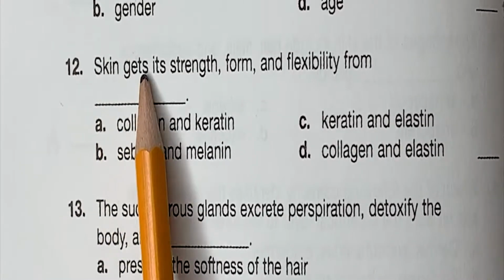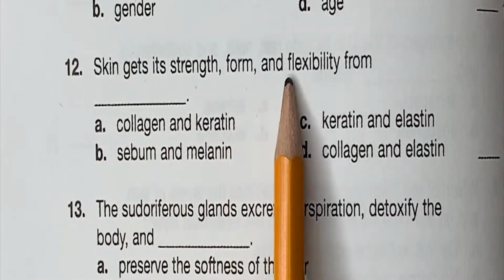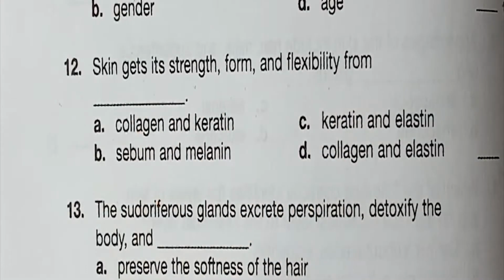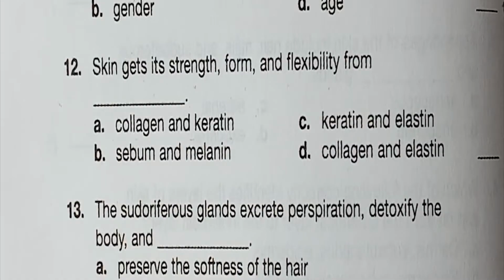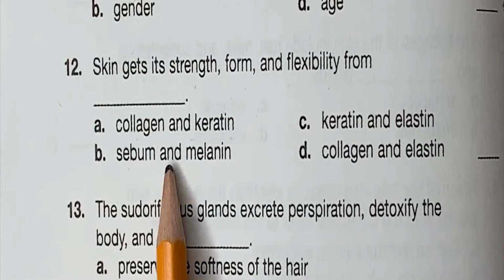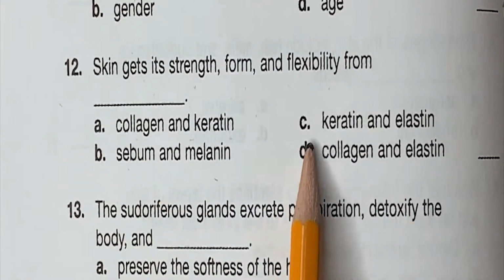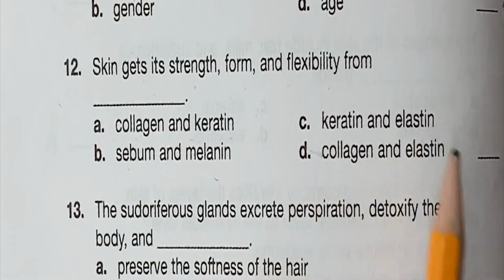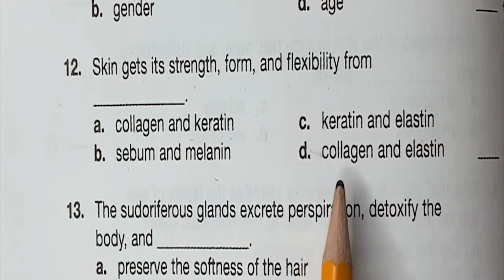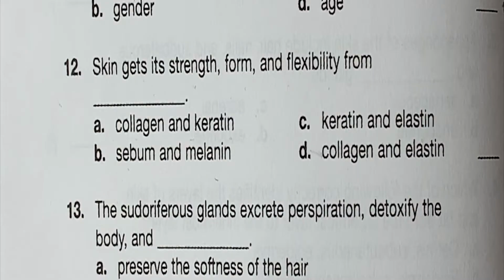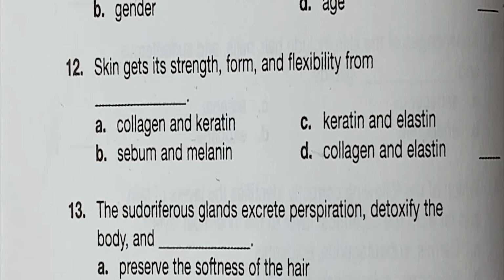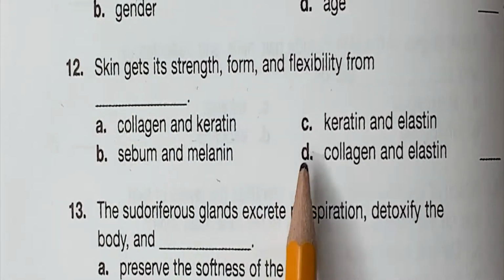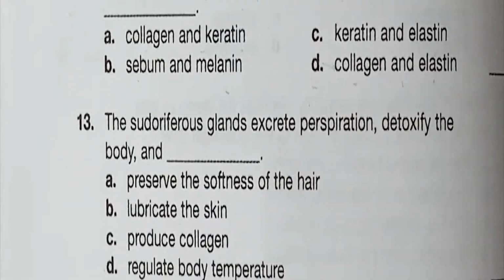12. Skin gets its strength, form, and flexibility from blank. Is it A, collagen and keratin, B, sebum and melanin, C, keratin and elastin, or D, collagen and elastin? And your correct answer is D, collagen and elastin.